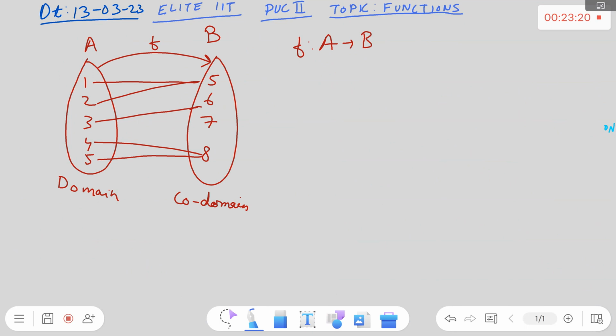So these types of functions are called what functions? Many to one. So these types of functions are called many to one or many one functions. You can either say many to one function or many one function, isn't it? These types of functions are called many to one or many one functions.